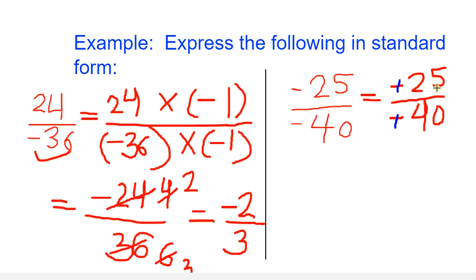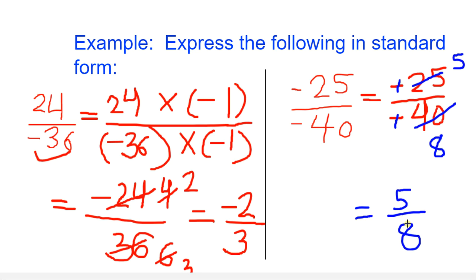Now I have to fulfill my second condition for the standard form of rational number. So I have to look for a common number by which if I divide both of them, I get the lowest form. So let me just divide it by 5. 5 5s are 25 and 8 5s are 40. So I got my numbers which do not have a common factor other than 1. So the standard form for minus 25 upon minus 40 is 5 upon 8. So it fulfills both my conditions for the standard form.